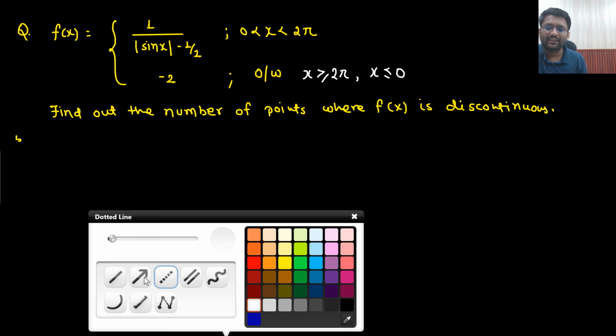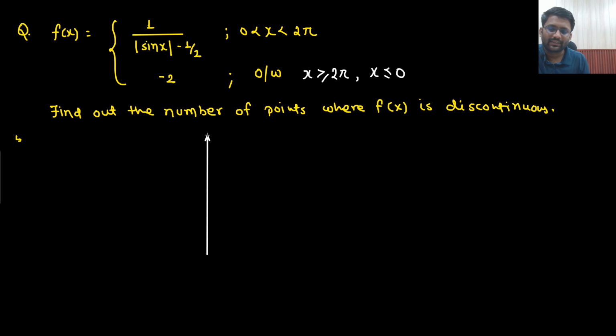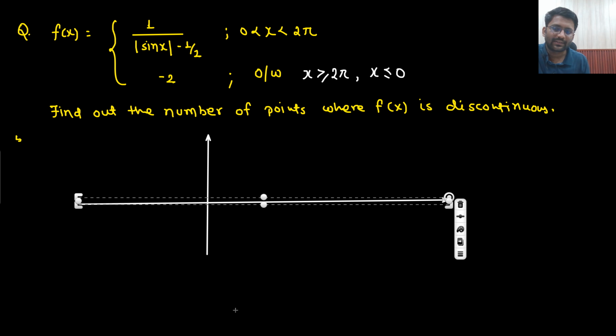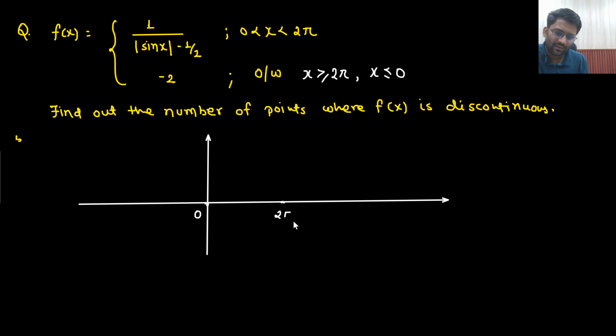So what I mean to say is that they are saying my graph is somewhat like this. This value is 0. This is your 2 pi. So if the value is greater than 2 pi, then the answer you are getting is minus 2. Here you are getting the value to be minus 2. And if it is less than 0, then also you are getting the value to be minus 2. Now in between here some graph you will be getting. What kind of graph you will be getting, that you don't know.